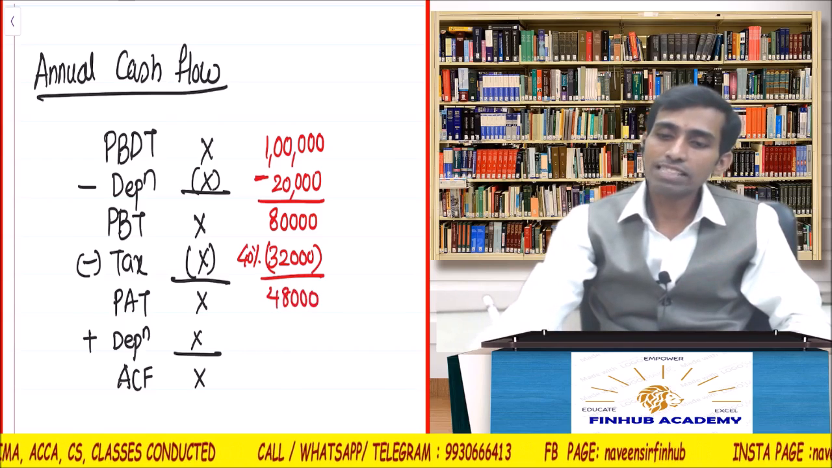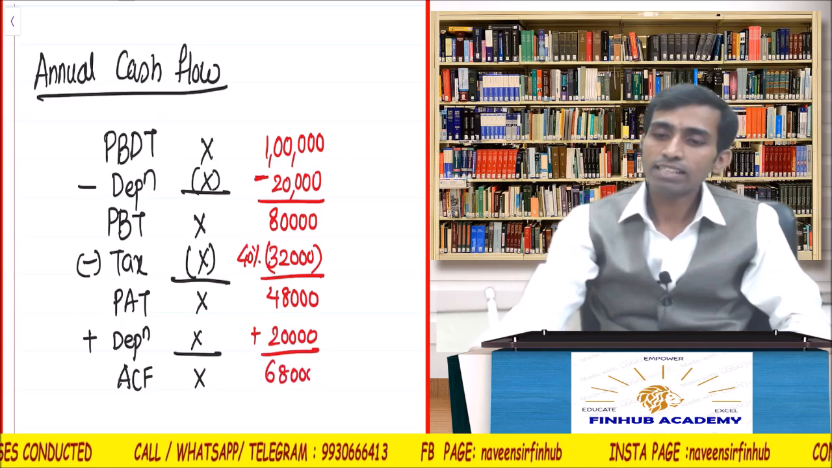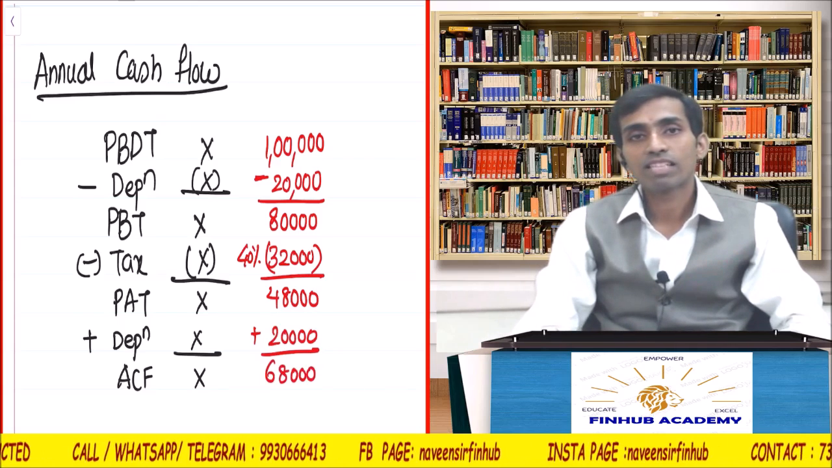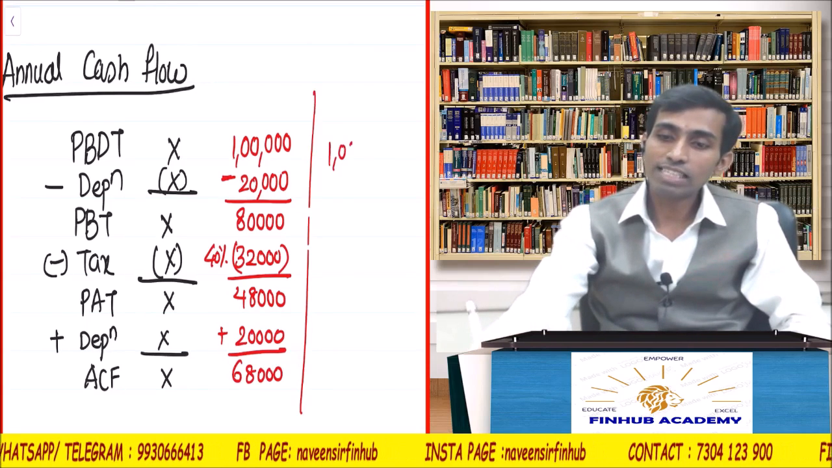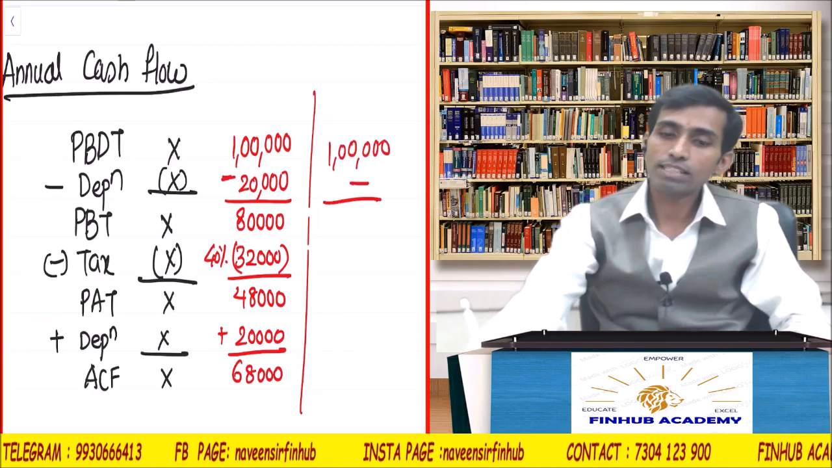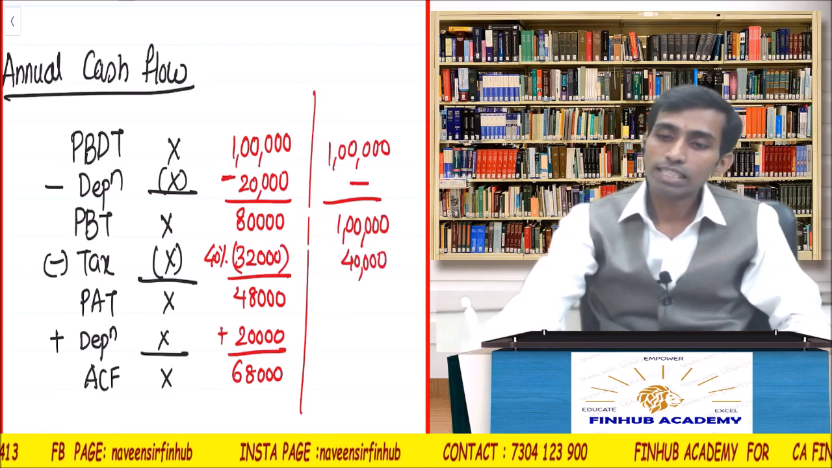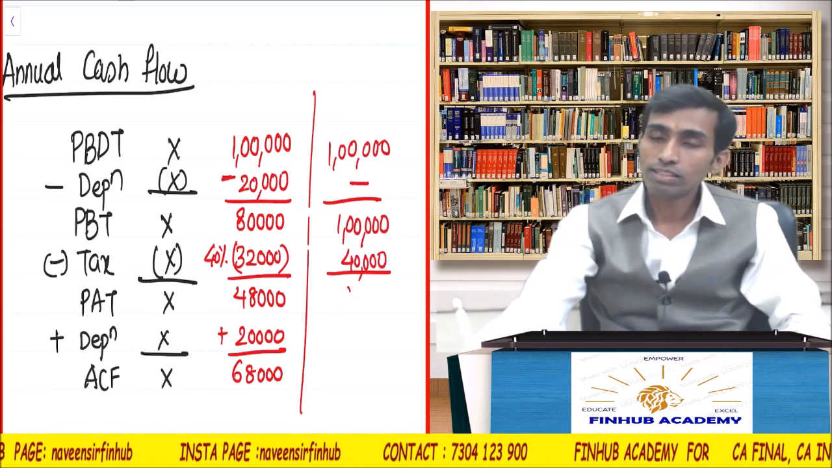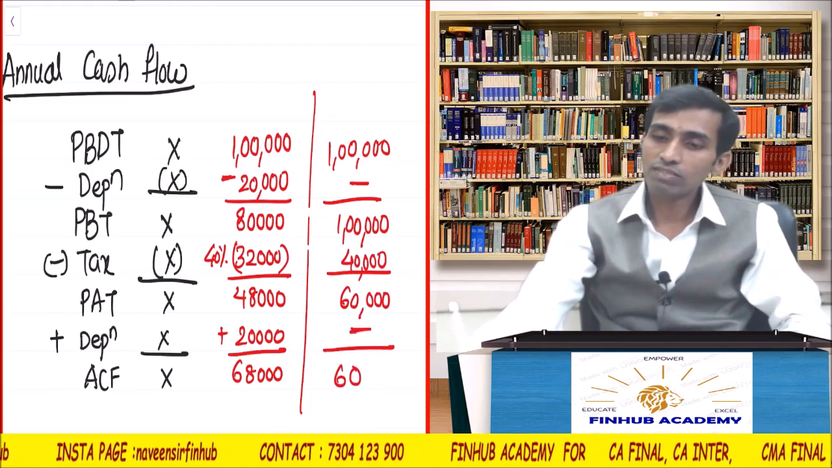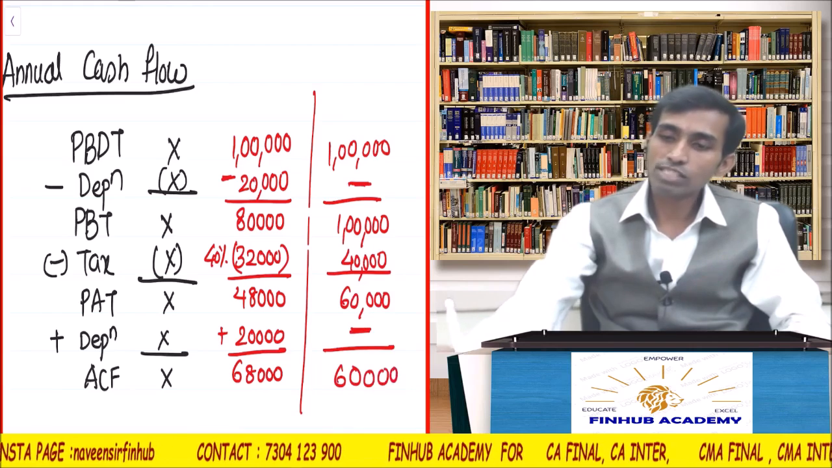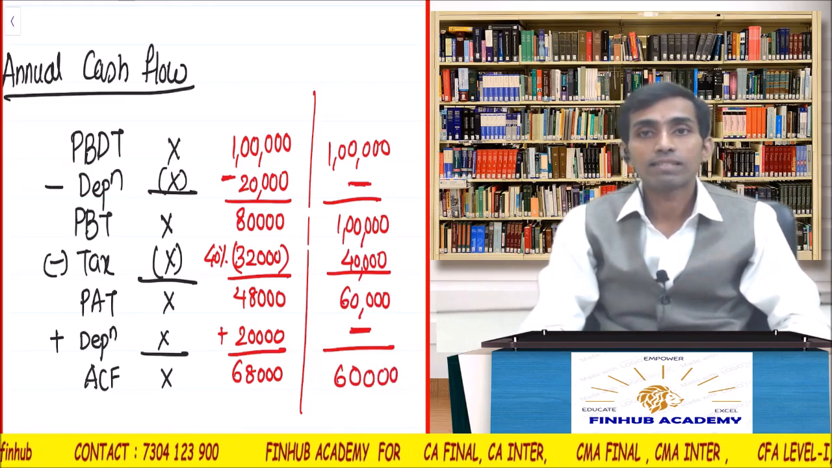48,000. If I add the depreciation of 20,000, my cash flow is how much? 68,000. Correct? Now those who apply maths, minus plus, will think it is 1 lakh. I will not take depreciation, so my PBT will be 1 lakh. On that 40% will be 40,000. Then it will be 60,000. When I do not add the depreciation, the cash flow comes to 60,000. Is it correct? No. Are you understanding, guys?